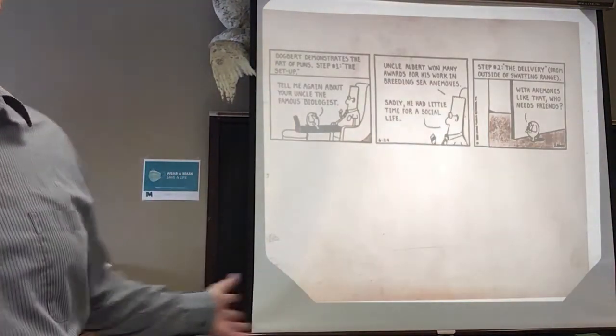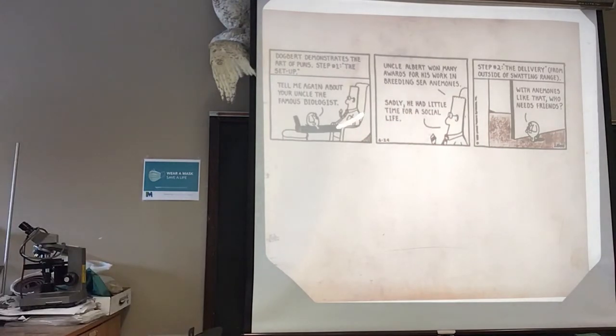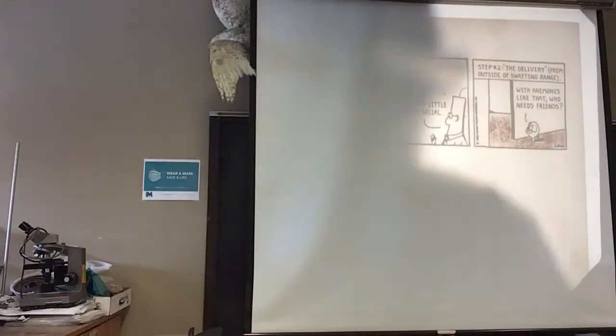This one's just a bad joke. Tell me again about your uncle, famous biologist. Uncle Albert won many awards for his work in breeding sea anemones. Sadly, he had little time for a social life. With anemones like that, who needs friends? You know, dad joke, really.